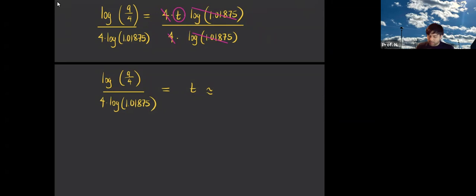So we get log of 9/4 divided by 4 times log of 1.01875. And what I get as the approximation is 10.9134... And we want it to the nearest 2 decimal places. So then I'm going to say t is equal to 10.91 years.